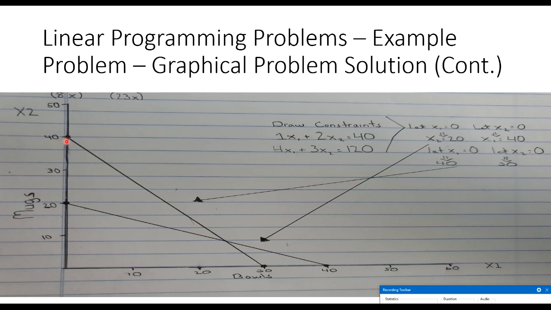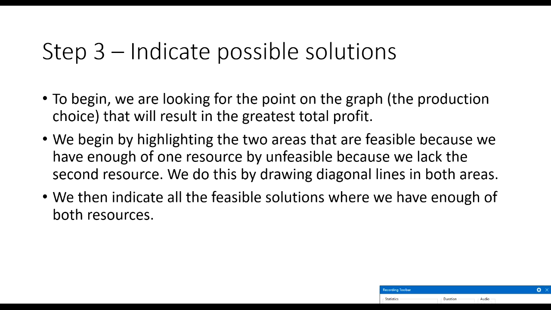So x2 is 30, x1 is 40, and x2 is 30. This gives us a point on the graph that will result in the greatest total profit. That's what we're looking for, the production choice that gives us the greatest total profit. So we begin by highlighting the 2 areas that are feasible because we have one resource, but unfeasible because we lack the second resource. We do this by drawing diagonal lines in both areas.